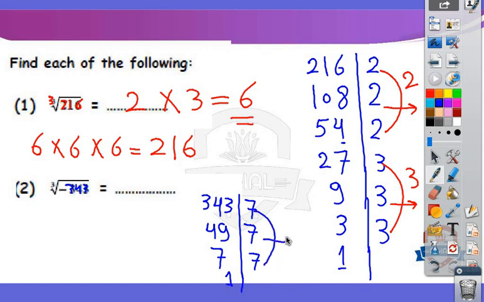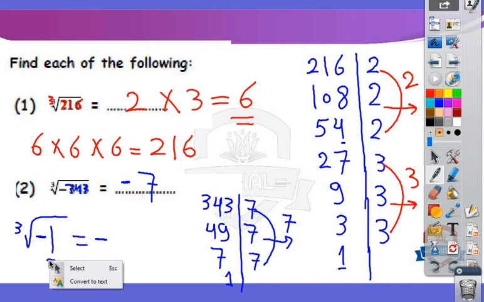So I will take one 7 from three 7s here. So the cube root of minus 343 will be minus 7, because for the cube root of minus 1, we put the minus outside of the symbol. We put minus, and what is the cube root of 1 here? It will be 1. So the cube root of minus 1 is minus 1.